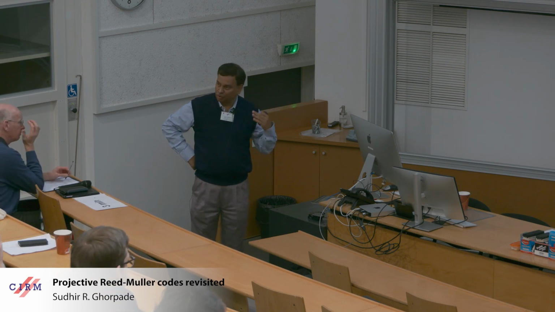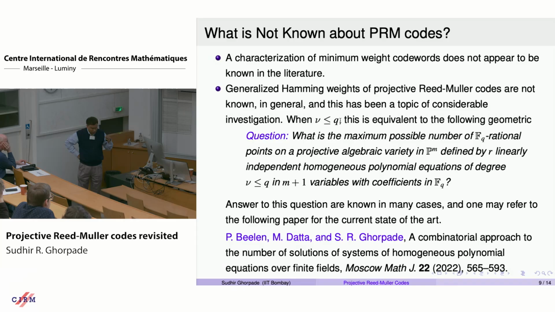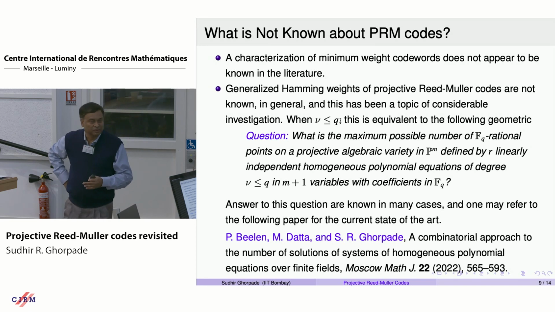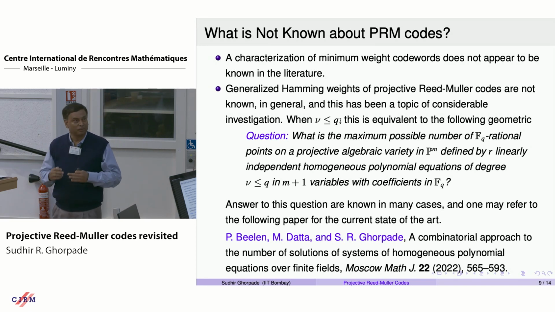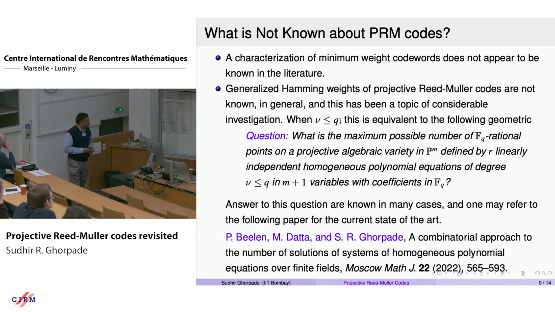This is a question which is more general than the one that Misha Tsfasman asked. In fact, he himself had made some conjectures together with Boguslavsky, and we had shown some years ago that those conjectures are not true in general. We have new conjectures, and we have exact values in many cases. This has been something that I've been doing for several years now, mainly with Mrinmoy Datta, and in the last few years also with Peter Beelen. So I would say the current state of the art is a paper published last year in the Moscow Math Journal, which has a summary of this. I'm not going to talk about it, but I thought I might mention it in passing.